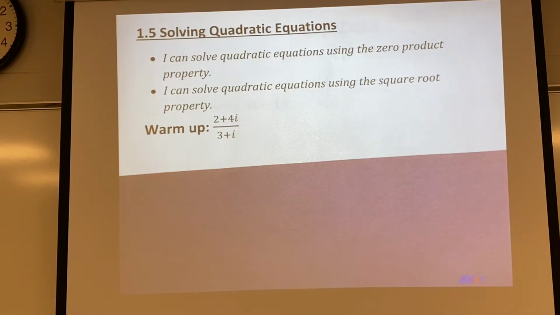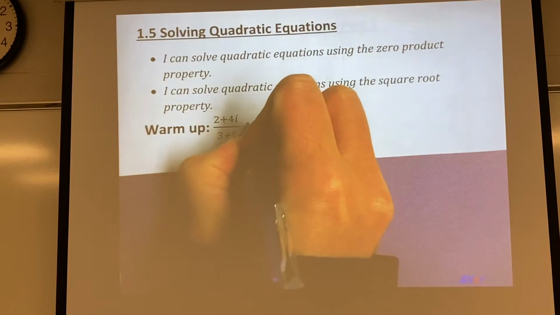Part 1 of 1.5, solving quadratic equations. You can see a warm-up question there from our last section, so please hit pause, solve that, and then come back and see if you got that answer correct.